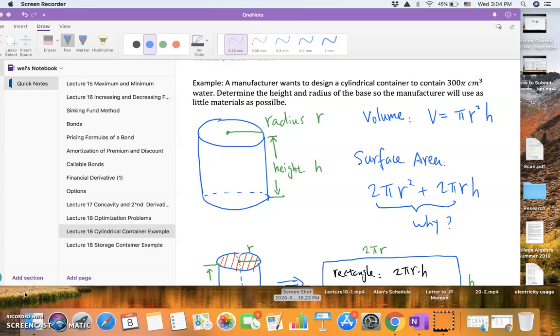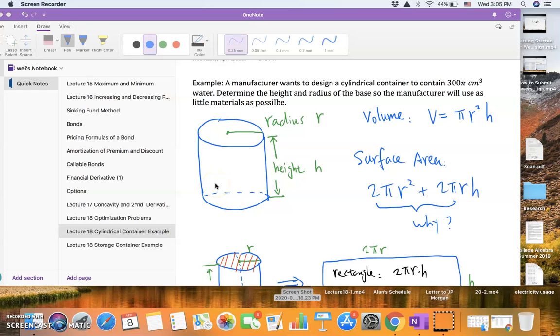Okay, let's see another example. A manufacturer wants to design a cylindrical container to contain 300 pi cubic centimeters of water. We want to determine the height and radius of the base, so the manufacturer will use as little material as possible. This is another example of an optimization problem.